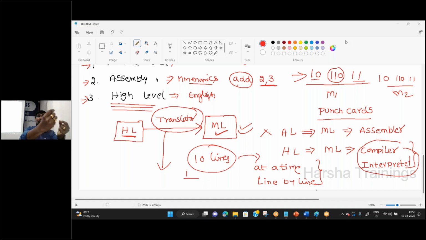Again, control moves back to me. Again, I speak the second sentence. Again, the translator converts and it comes back to me. So that means a cycle happens. That means it takes the conversion time and also the switching time. Compared to a compiler, an interpreter takes a lot of time. So compiled programs are executed fast.